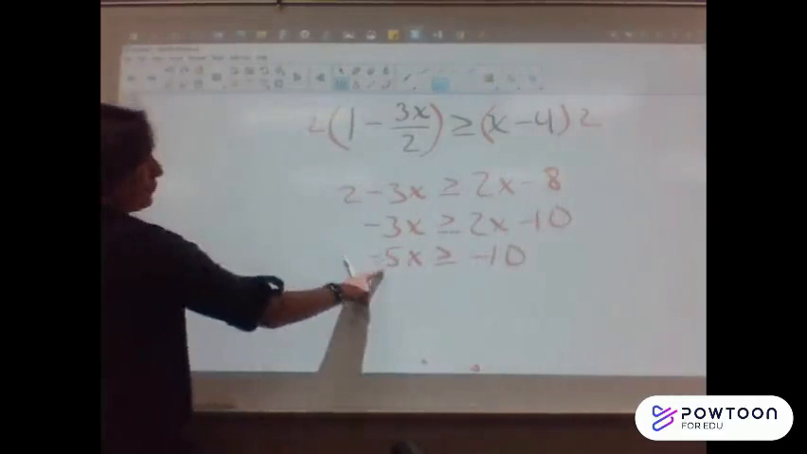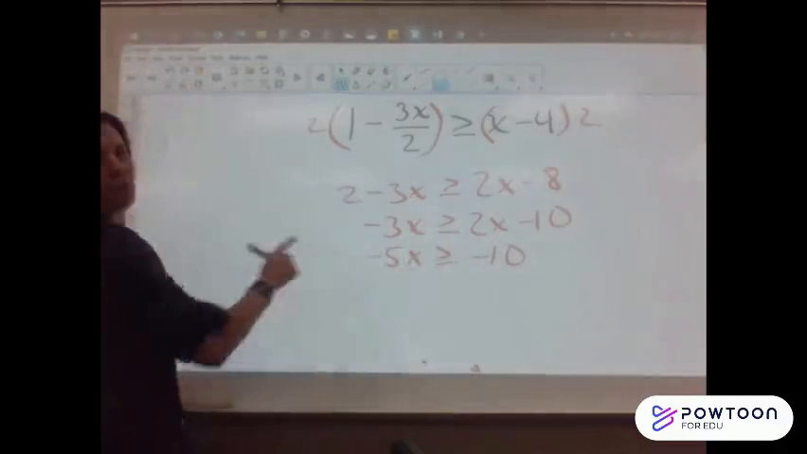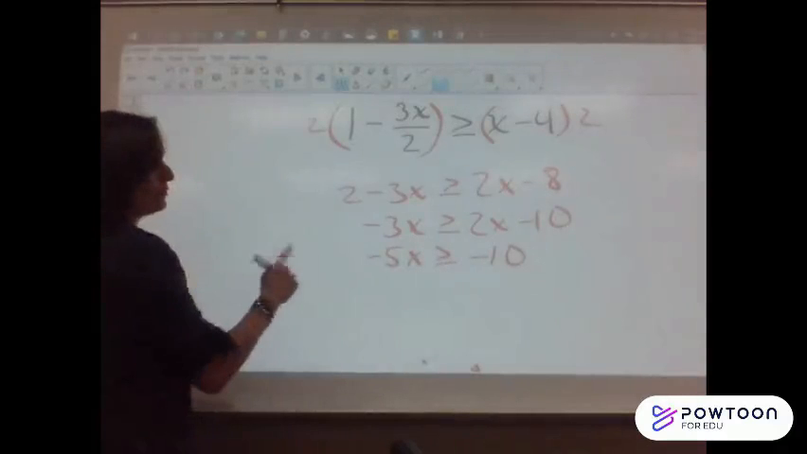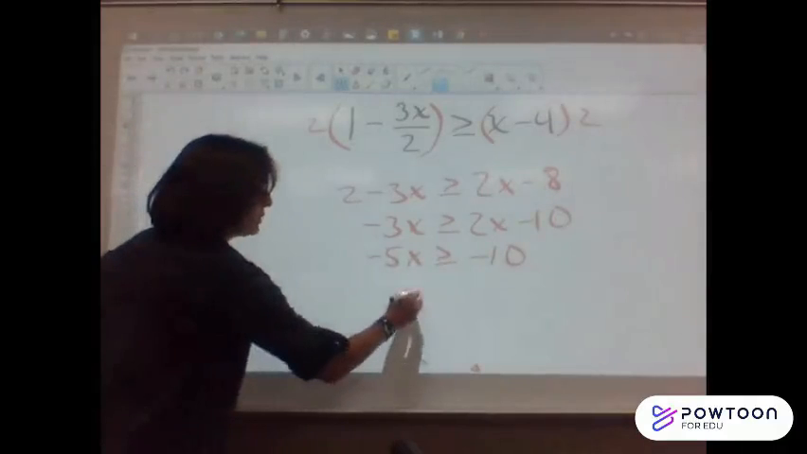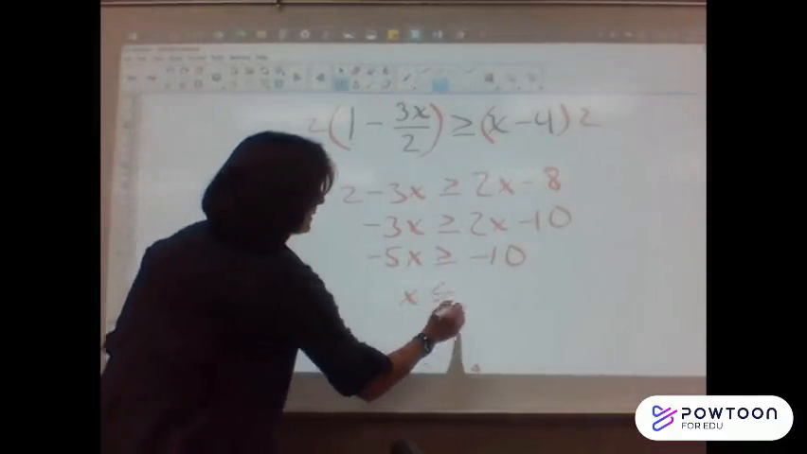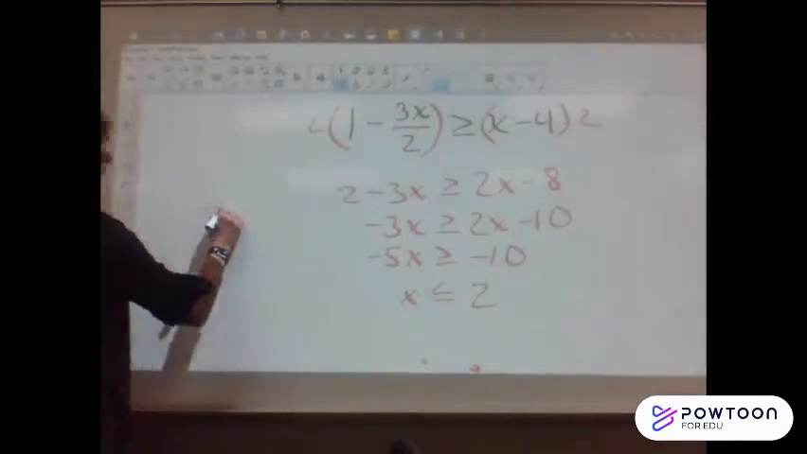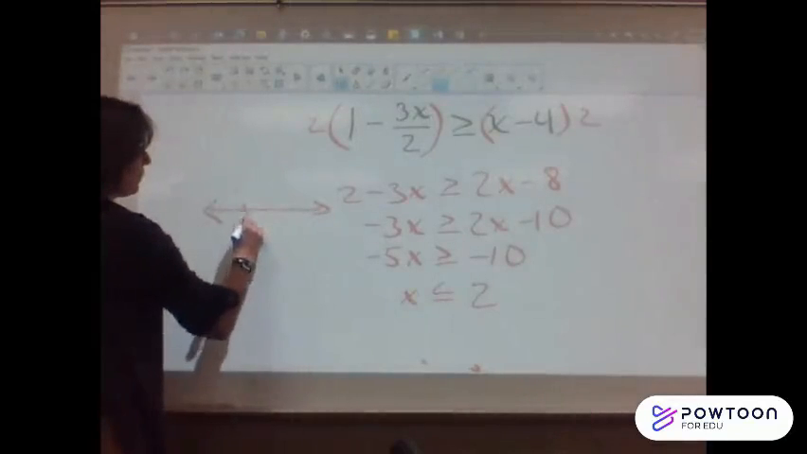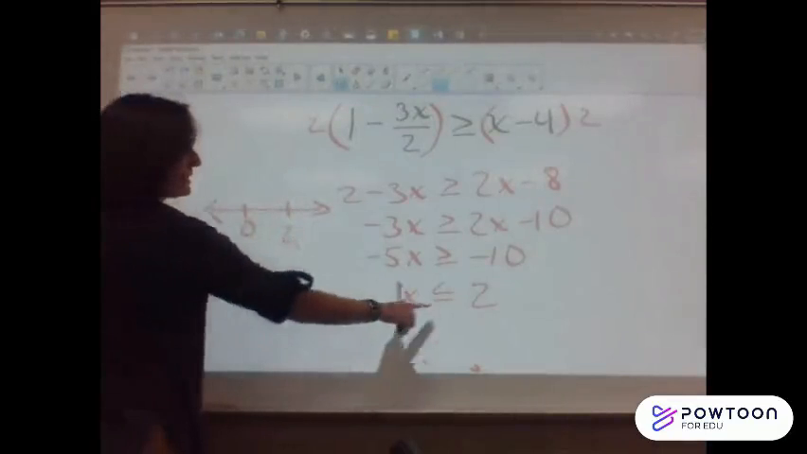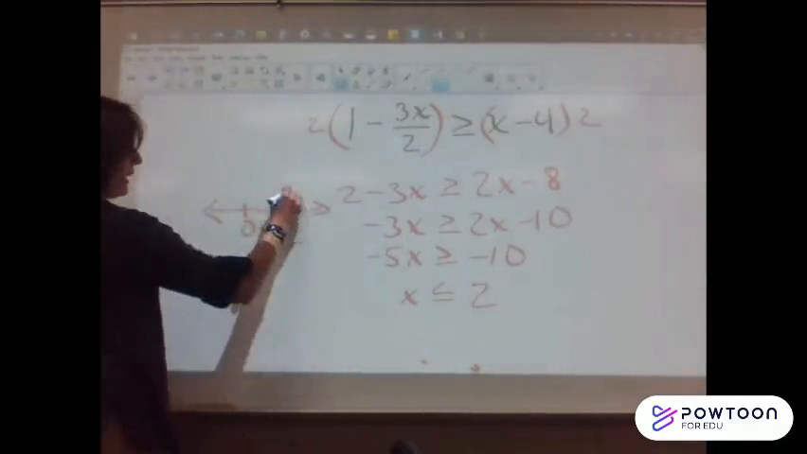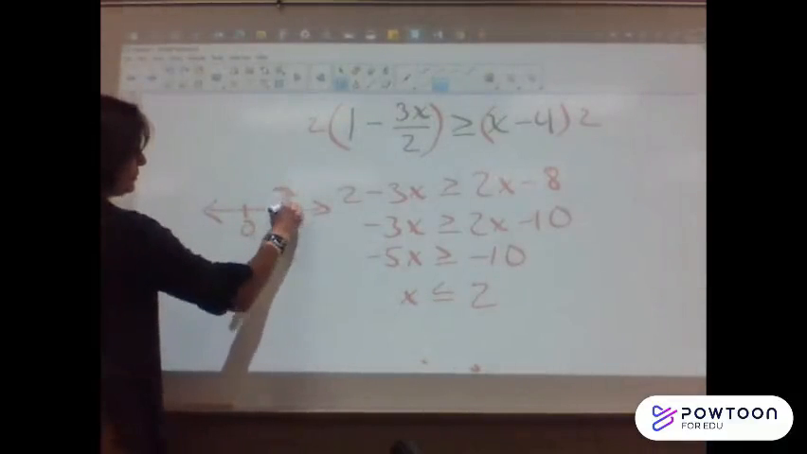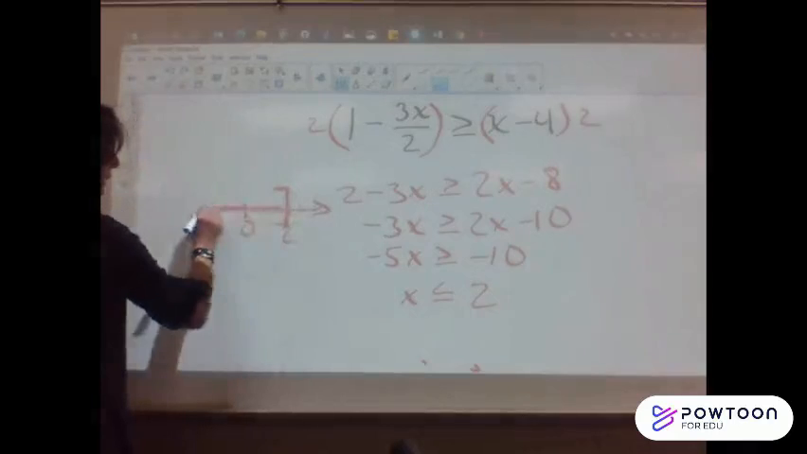And now when I remember for our inequalities, when you divide or multiply by a negative, you have to flip the inequality sign over. So x is going to be less than or equal to 2. And then to put that on our graph. Okay, since it can be equal to this time, I am going to use the bracket and shade the less than direction.